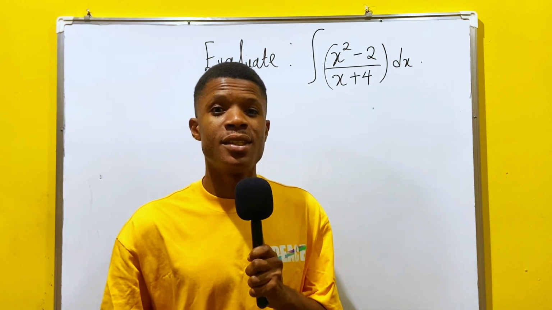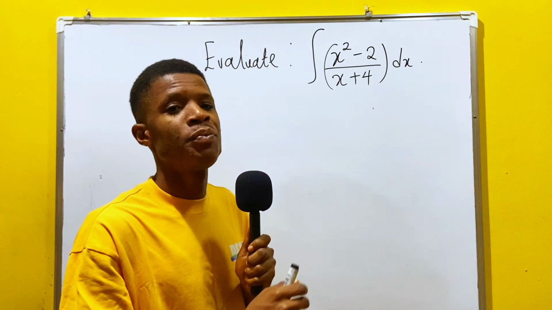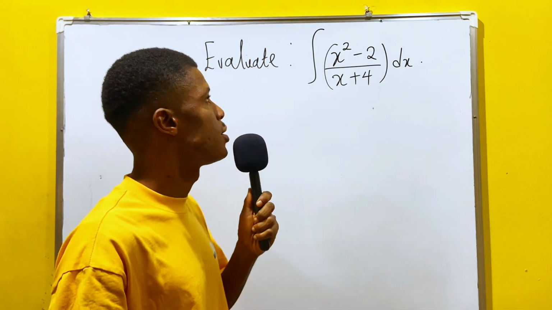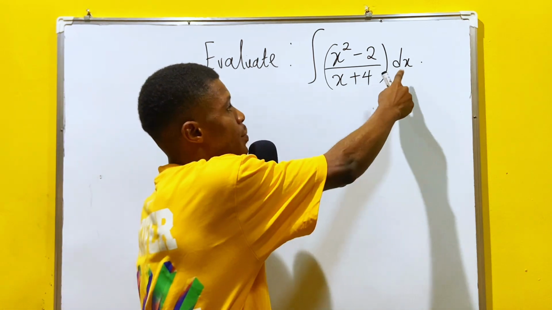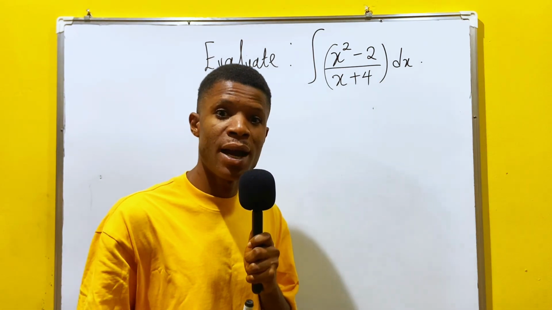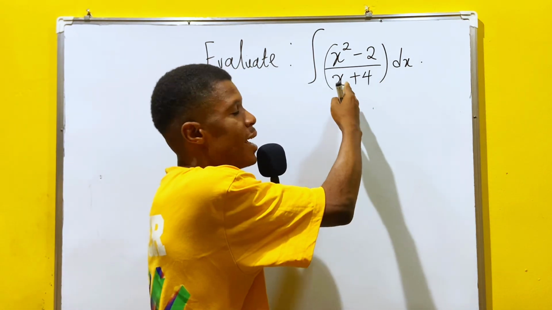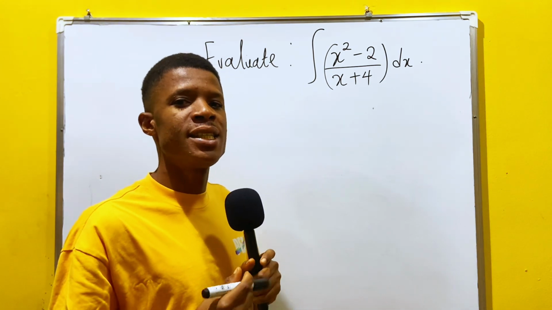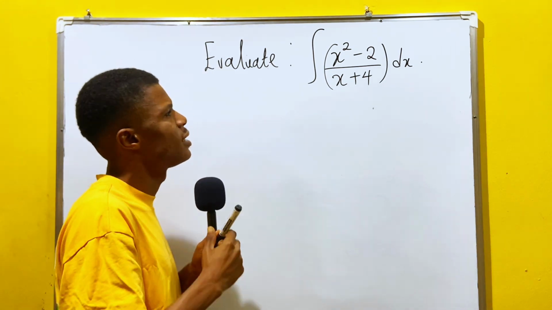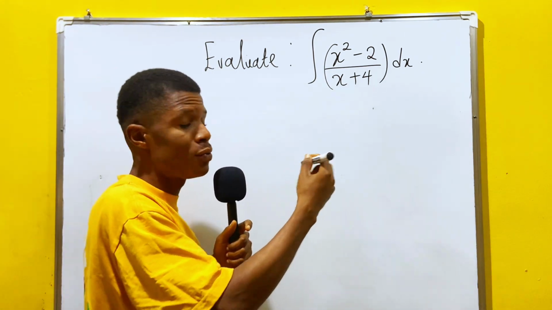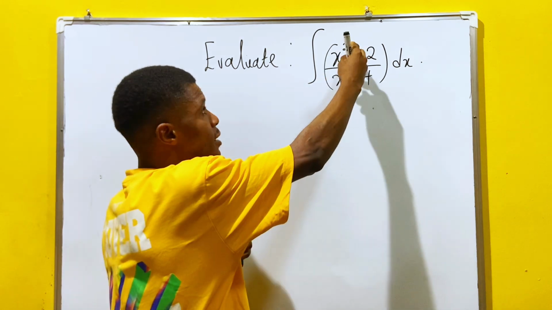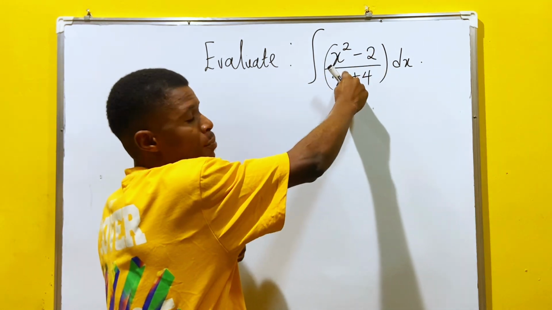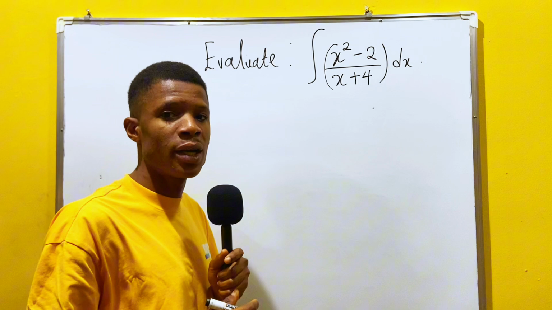Can you integrate this function on the board in a few minutes? We are told to integrate with respect to x of (x squared minus 2) divided by (x plus 4). To integrate this function, you can see that the power of the variable in question, x, is bigger in the numerator. I have 2 and I have power 1 here. So it wouldn't work easily.